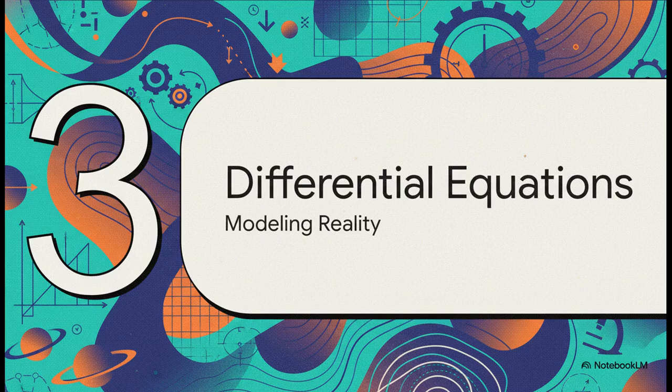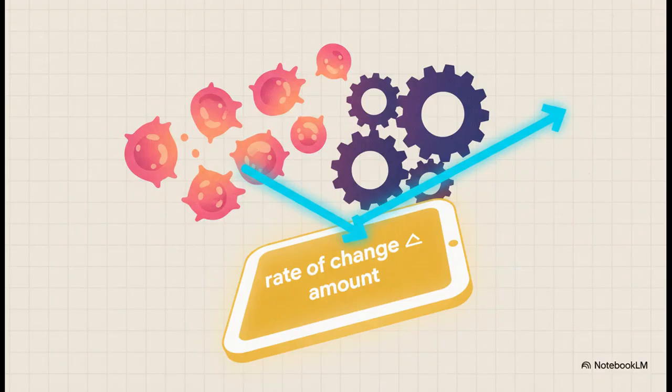And now for the final tool in our kit. This is where everything, derivatives, integrals, all comes together. We're talking about differential equations, and they are how we build powerful, predictive models of reality. So what in the world is a differential equation? It's actually simpler than it sounds. It's just an equation, a rule, that connects how fast something is changing to how much of it there is. Think about it. The more a virus spreads in a population, the faster the number of infected people grows. A differential equation is how you write that rule down mathematically.